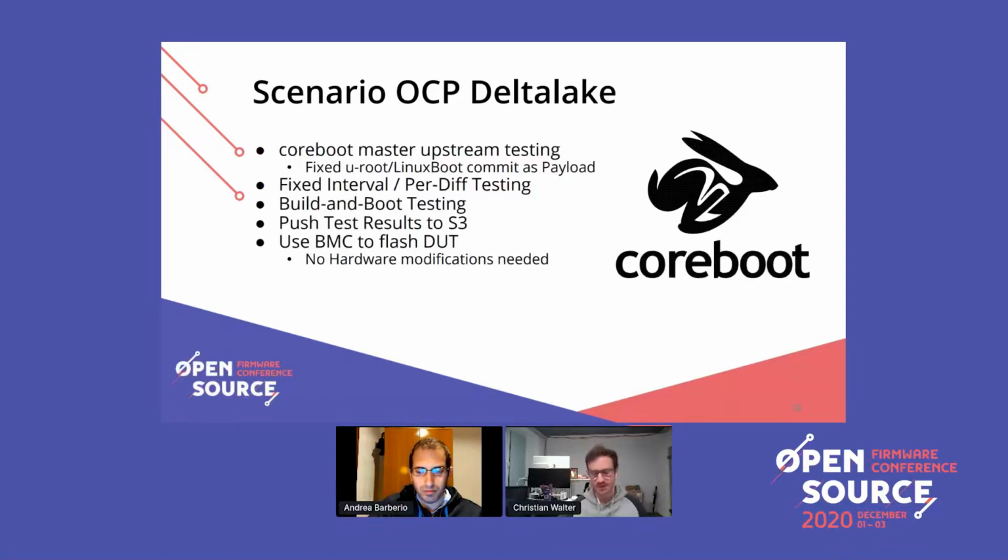That means that we do not test every commit submitted to the coreboot system directly, but we rather test it on a fixed interval, like every hour, every 2 hours, every 4 hours, and then only test the diff that actually has happened here. We do basic build and boot testing, so that is like the barrier that we have to jump over. Coreboot has to boot correctly, and it has to build correctly and boot into the operating system to be successful. Afterwards, we push these results, as Andrea already mentioned and showed, as a JSON file to the S3 bucket.